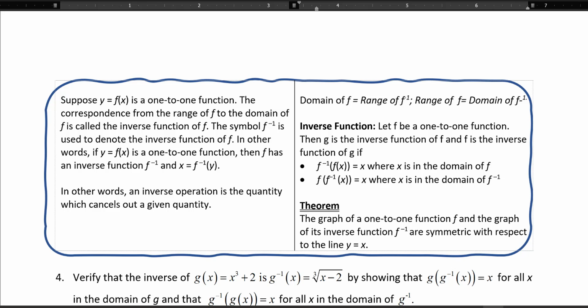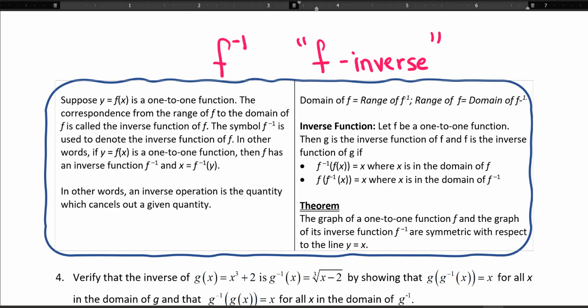The notation we're going to use to represent inverse functions would be f with a -1, but we would read this as f inverse. So what this means is, if y is equal to f of x is a one-to-one function, then f has an inverse function, x is equal to f inverse of y. An easier way to look at this is that an inverse operation is the quantity which cancels out a given quantity.